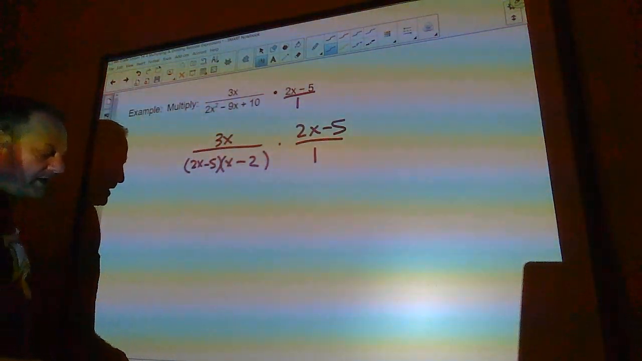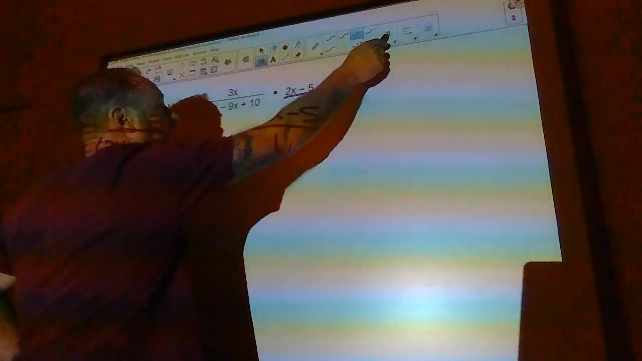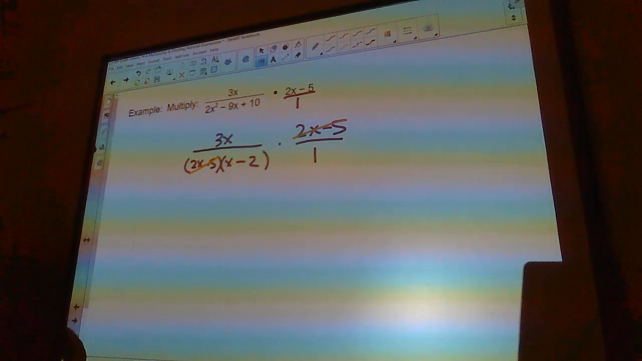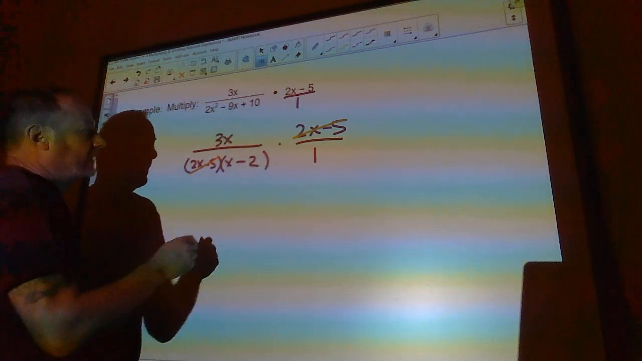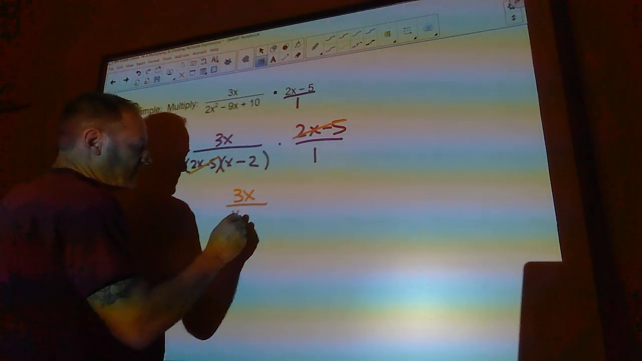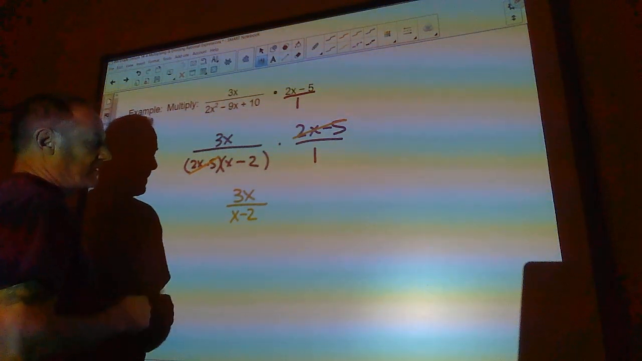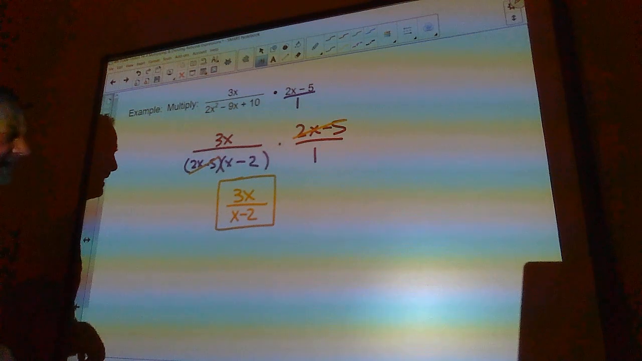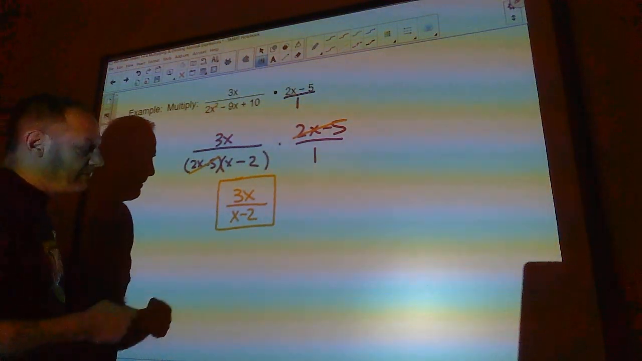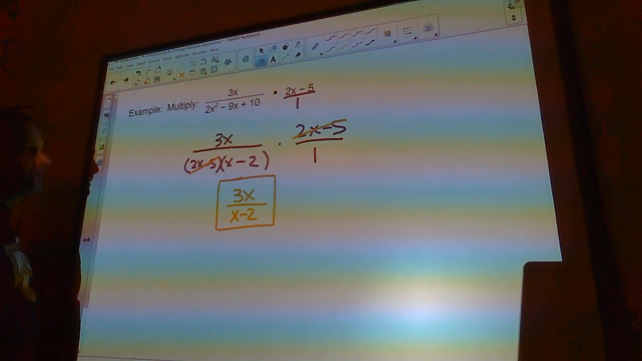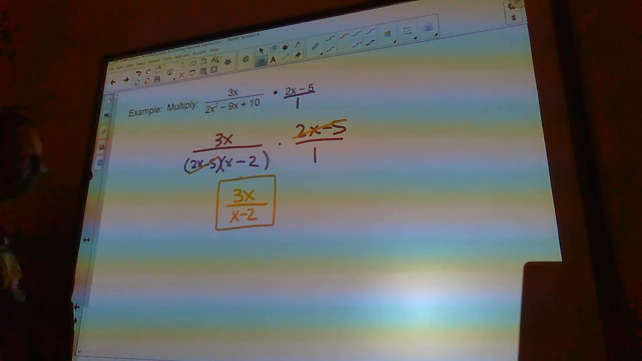Okay. Now, I can look at this and I can say, hey, I got 2x minus 5 and a 2x minus 5. That goes away. So now I can multiply this together. I get 3x on top. And I get x minus 2 times 1 on the bottom with just x minus 2. And there we go. Again, I'm going to leave it like that. There's nothing I can do to that anyways, but there we go. We're done.